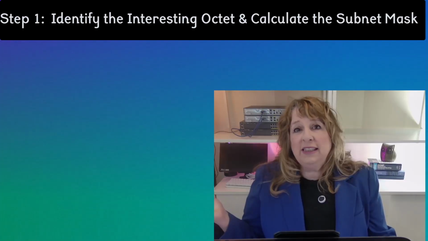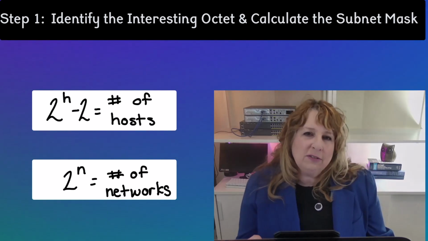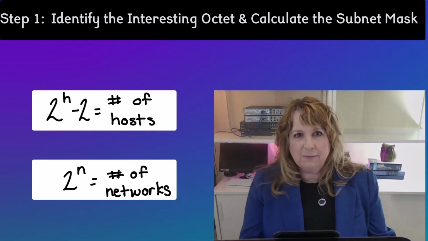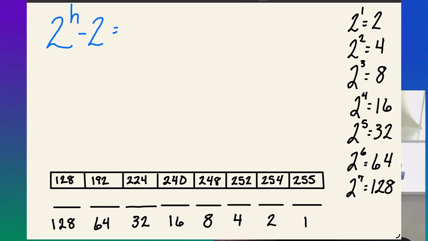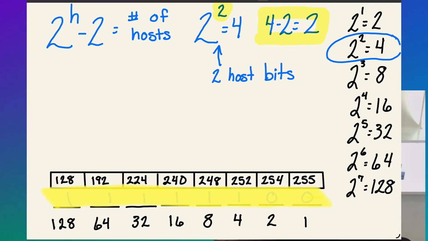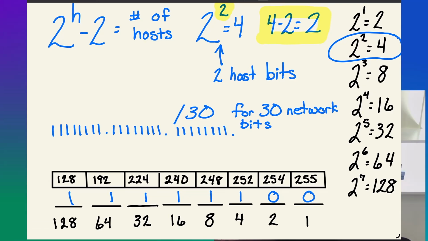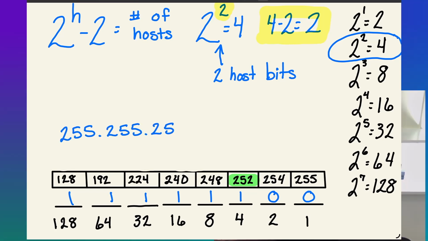Step 1, what do I need to do? I need to use one of my formulas to figure out my interesting octet and my new subnet mask. I'm calculating here for number of hosts. So we pull out our handy number of hosts formula, 2 to the power of h minus 2. And we can see here that we need just 2 host bits. That leaves us with 6 network bits, which is a /30, or 255.255.255.252. The interesting octet is our 4th octet. That's the value that we changed.